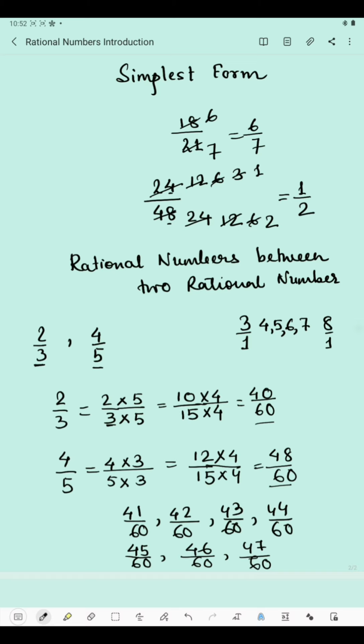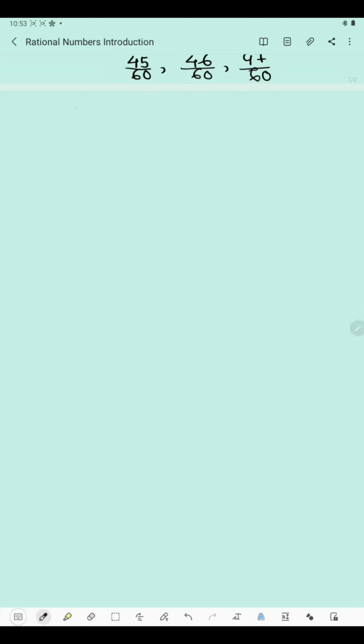So when you have to find, whatever the numbers be, if two rational numbers are given and you have to find the rational numbers in between, at first we will have to make the denominator the same, then only we can find the rational numbers in between. Okay, now our next topic is rational numbers on the number line.